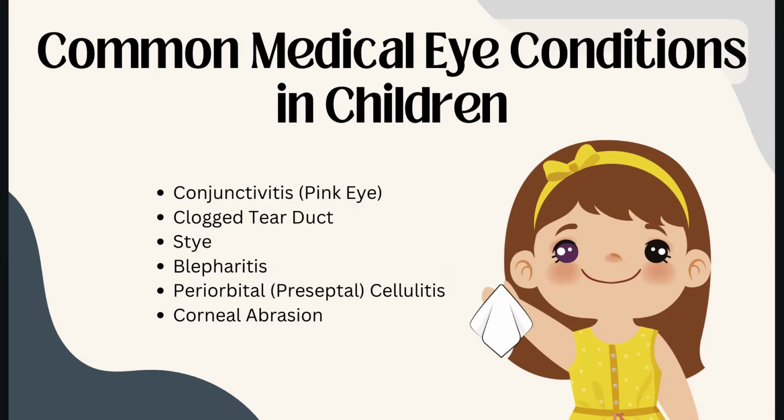Periorbital or preseptal cellulitis is an infection of the eyelid and surrounding skin causing redness and swelling. This is more common in children than adults, and it requires immediate antibiotic treatment. Corneal abrasion is a scratch on the eye's surface leading to pain, redness, and light sensitivity. This is a pretty common eye injury in children, and it often results from minor trauma.